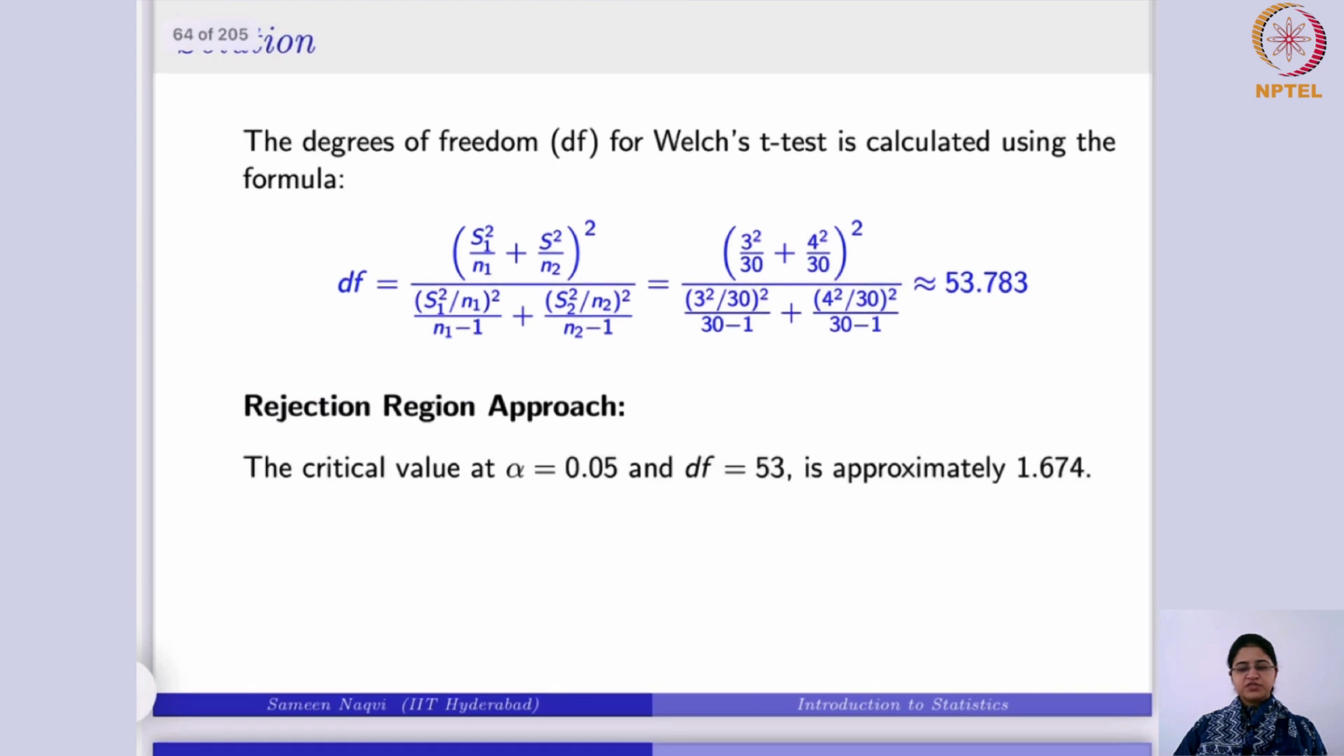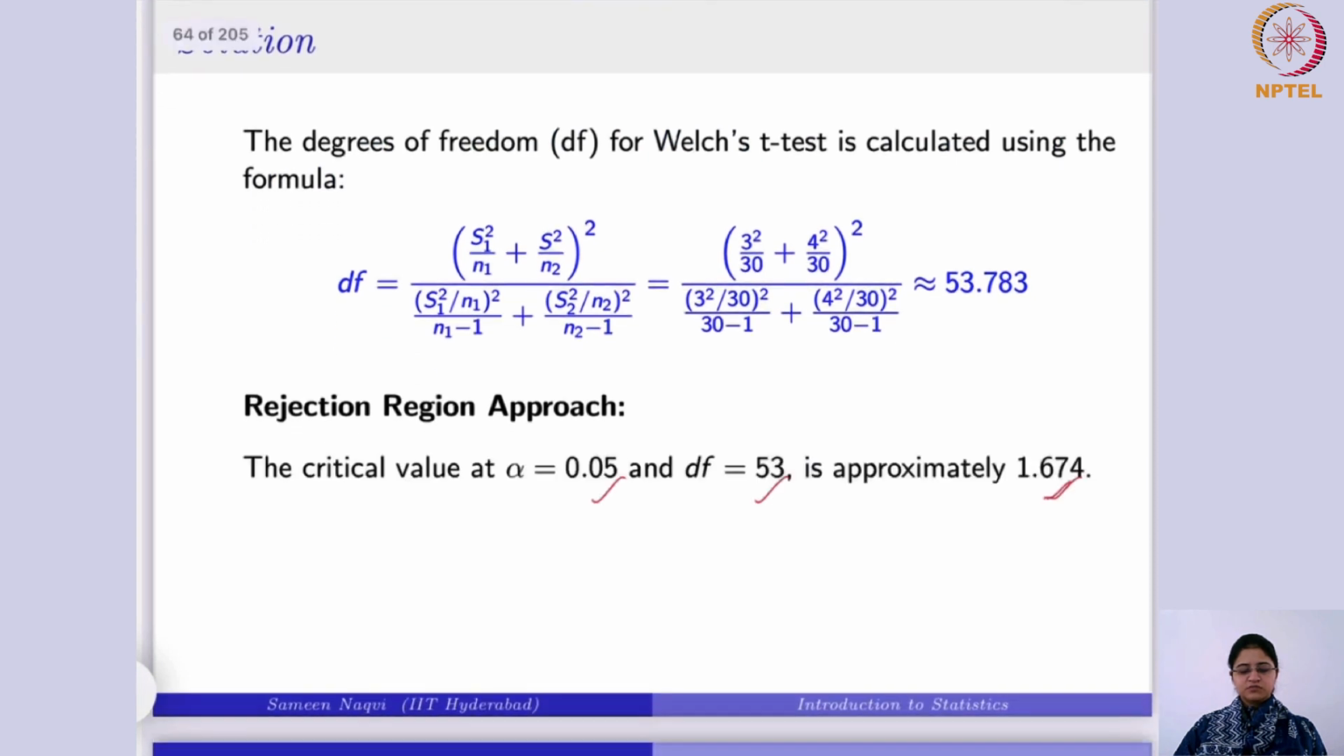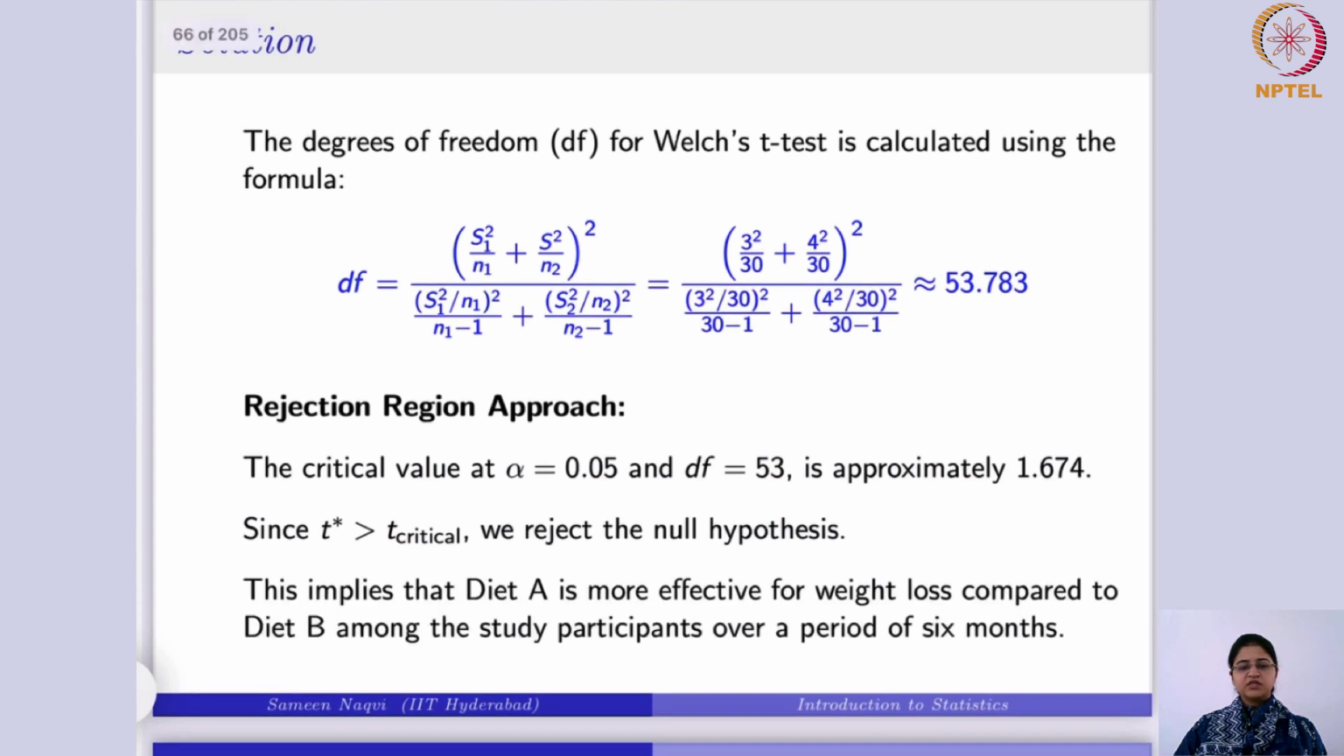So if you solve this by the rejection region approach, then you will see that the critical value at alpha 0.05 and degrees of freedom 53 is approximately 1.674. Okay, critical value is this, and your T star value that you have obtained is more than the critical value, so you reject the null hypothesis and you can conclude that diet A is more effective for weight loss as compared to diet B based on the study that was conducted.